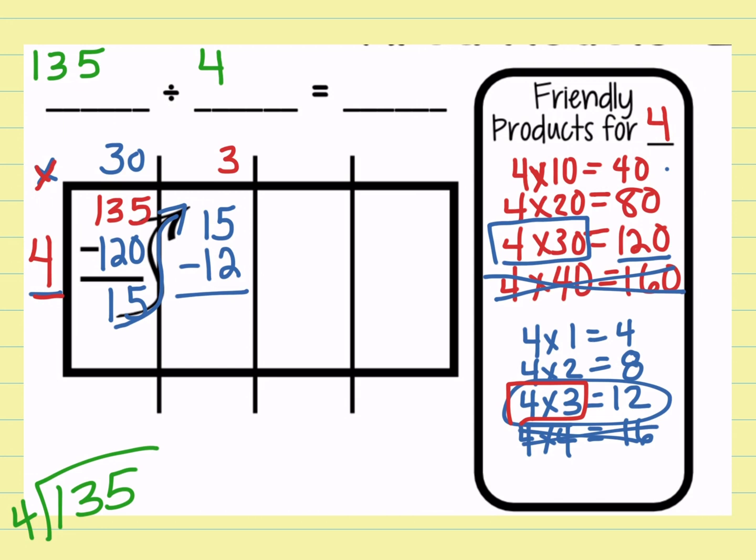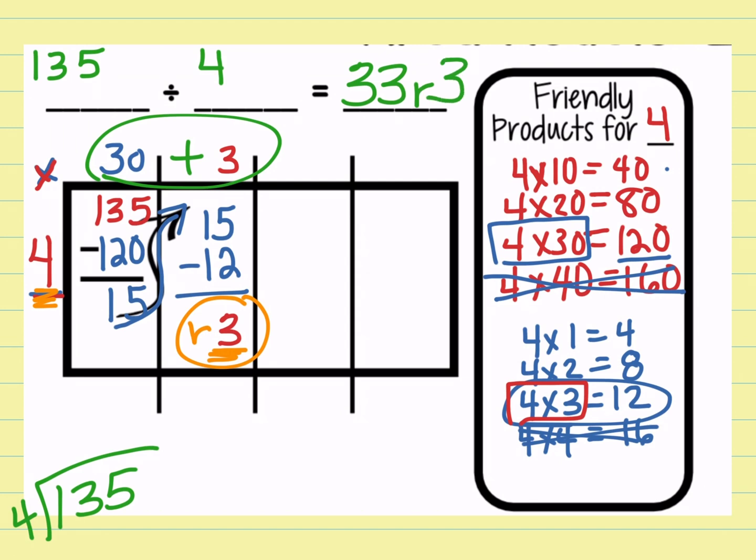Now let's subtract. 15 minus 12 is 3. If I take a look at my 3, it is smaller than my divisor, so this becomes my remainder. Now I just have to put it all back together. So 30 plus 3 is 33, and then my remainder is 3.